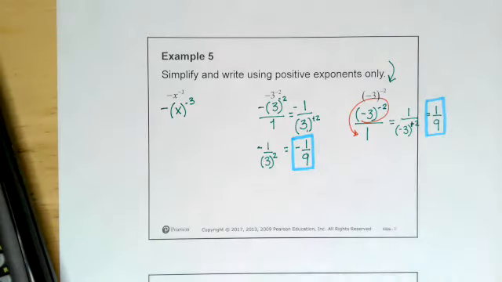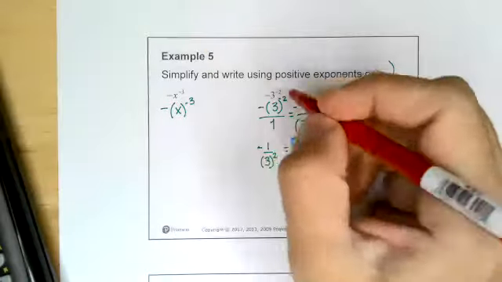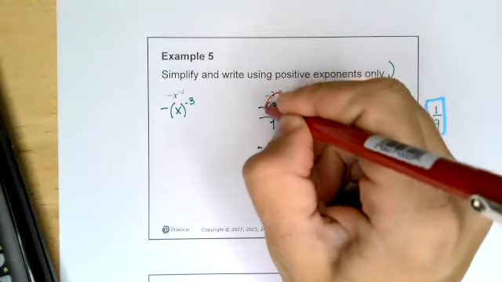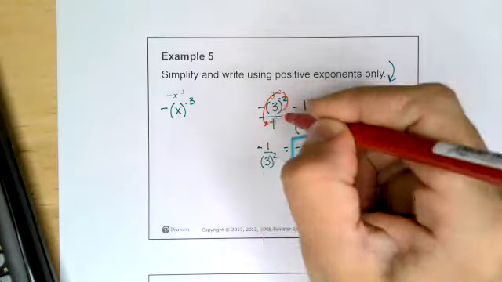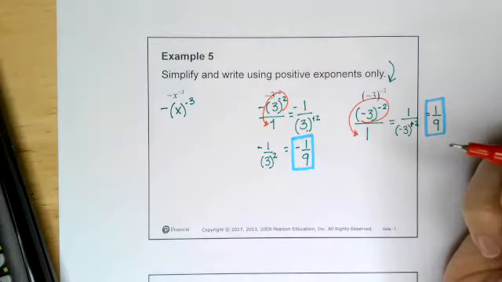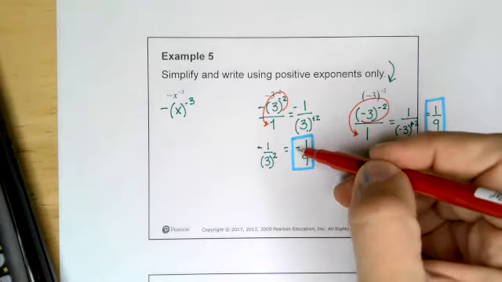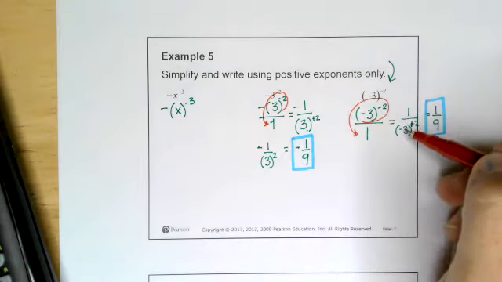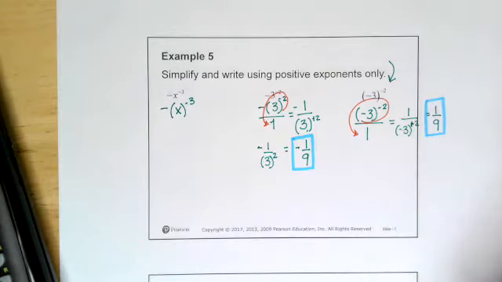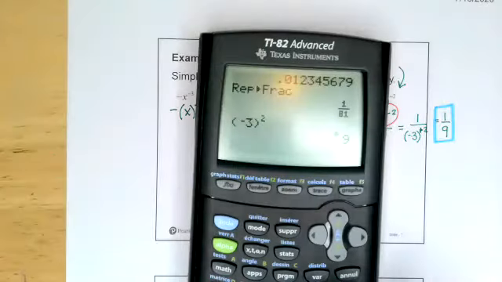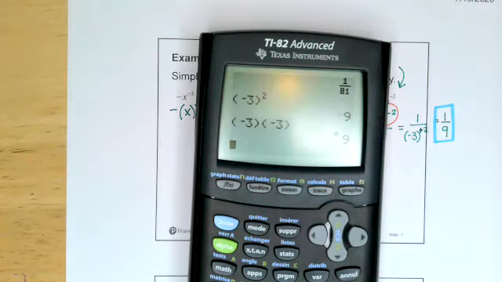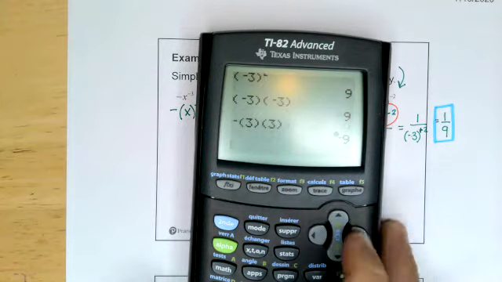Either way, we had to move the part with the exponent down to get a positive exponent. But in this case, it did not include the negative, so the negative stayed out. In this case, it did include the negative, and the negative became a positive, right? Because -3 times -3 is a +9. But a -3 times 3 is a -9.